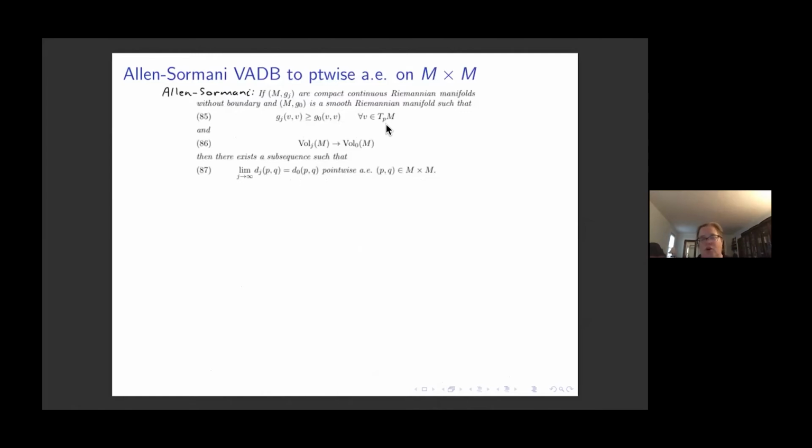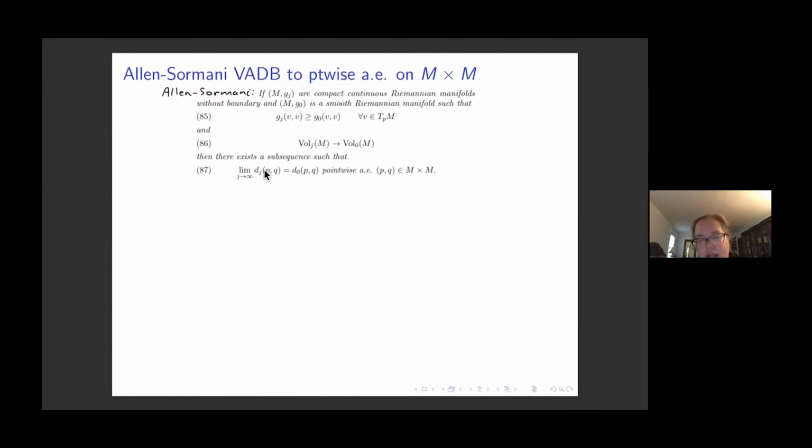So the first step was an older theorem I proved with Alan in a different paper, where we said that if we have metric tensors Gj greater than G naught and the volumes are converging, then we get the limit as j goes to infinity of the distance from p to q is equal to the distance in the limit, pq, pointwise almost everywhere for p's and q's in M cross M. Okay, so this is actually kind of straightforward, integrating volume forms.